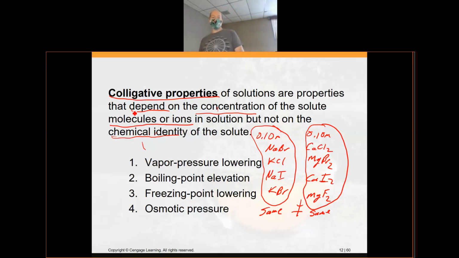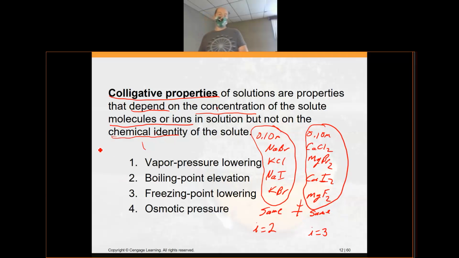However, you're looking at the number of ions. When you look at this column here, you see that you have 2 ions in these formulas. You have 1 sodium, 1 bromine, 1 potassium, 1 chloride, 1 sodium, 1 iodine. Right? 2 is the total of ions. So I is the Van't Hoff factor. It's the number of ions in solution. Over here, you have an I value of 3 because you have 1 calcium but 2 chlorines, 1 magnesium but 2 bromines, 1 calcium, 2 iodines, 1 magnesium, 2 fluorines.